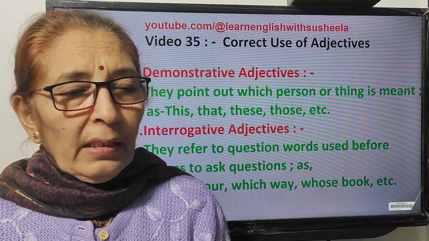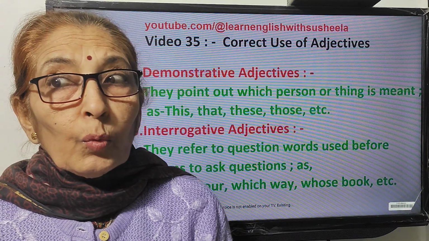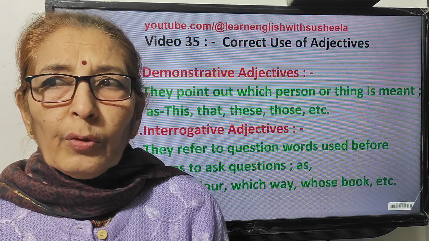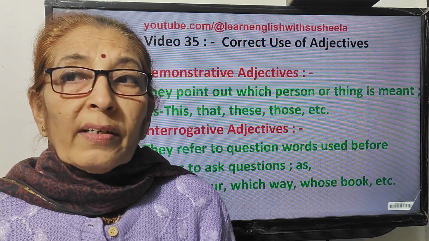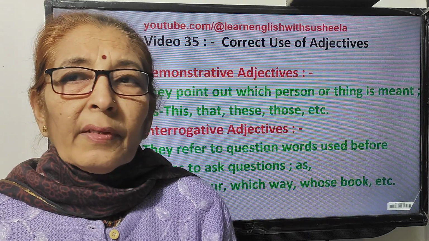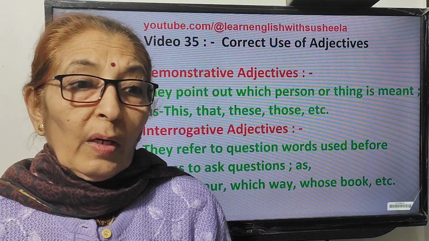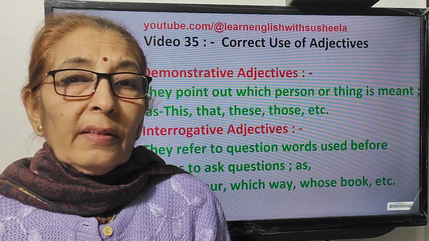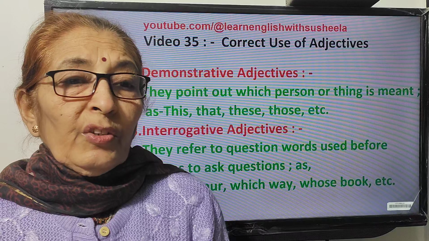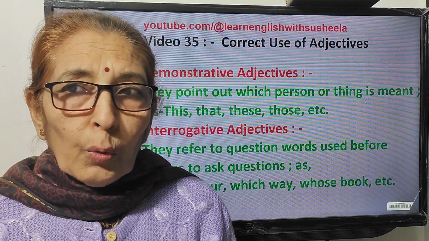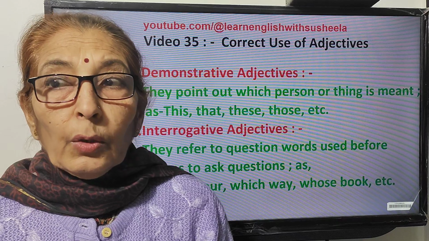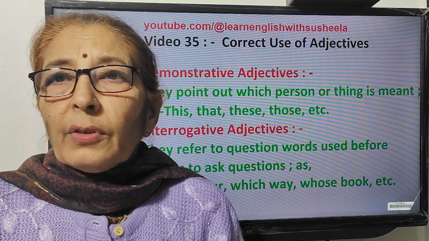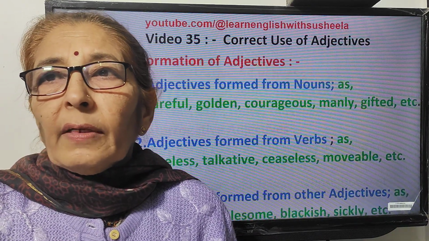Next, interrogative adjectives. They refer to question words used before nouns to ask questions. For example, what color is your dress? Question is being asked. Or what color is your purse? Same way, which way? Which way have we to go? Means here also question is there. Same way, whose book? Whose book is this? So this is interrogative adjectives.